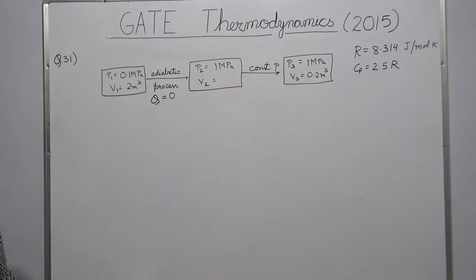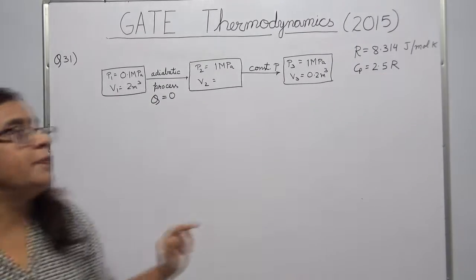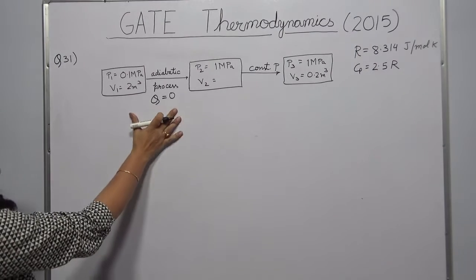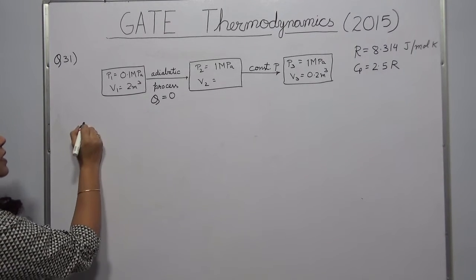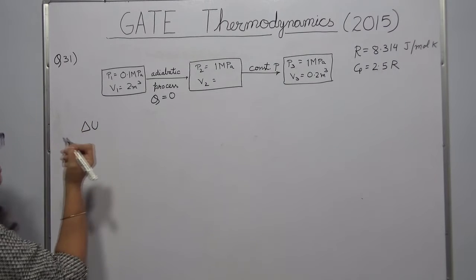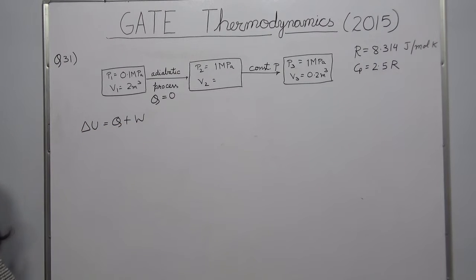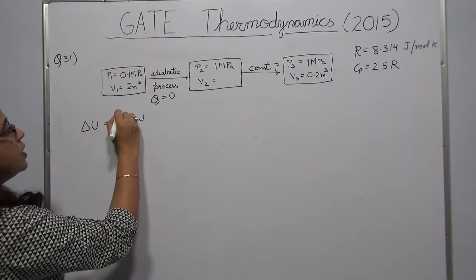Okay. The value of R is given and further Cp is given as, that is equal to 2.5 R. Okay. So now they have asked you to calculate what is the total work done on the gas in kilojoules for this entire process. Okay. Let's first calculate what will be the work done for this process. So I am going to write my first law, that is change in internal energy, that is equal to Q plus W. Okay. Now this is an adiabatic process, so Q is equal to 0.